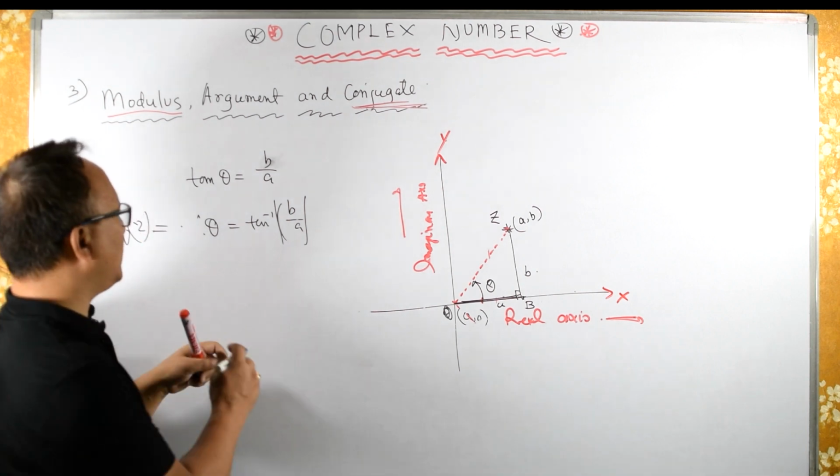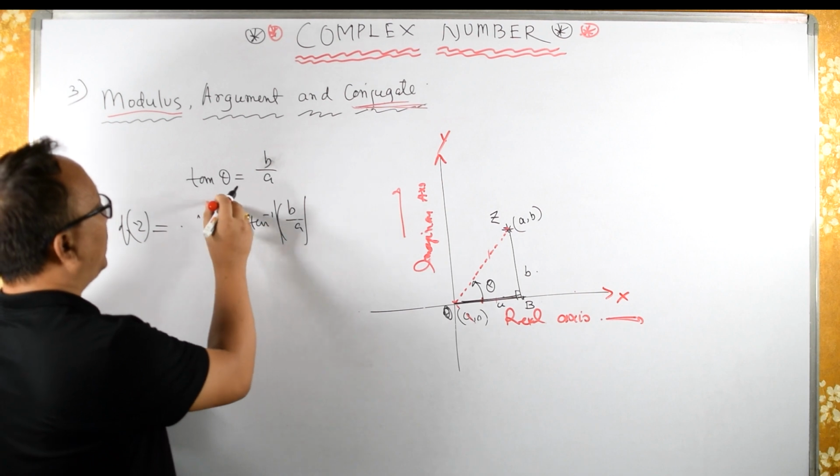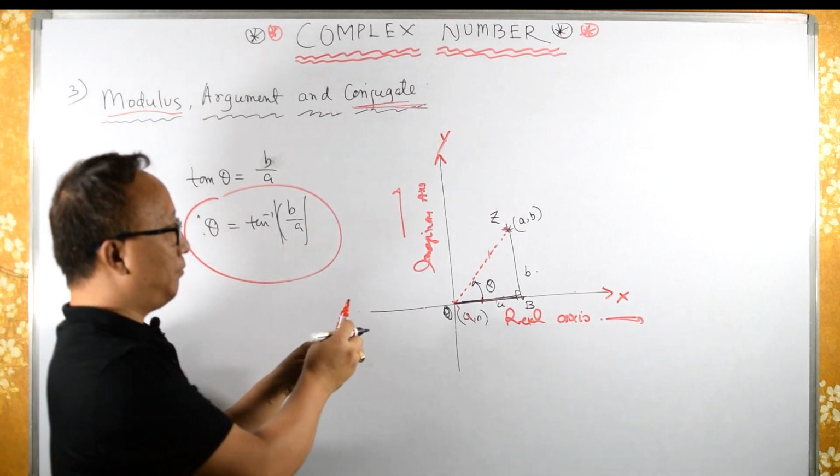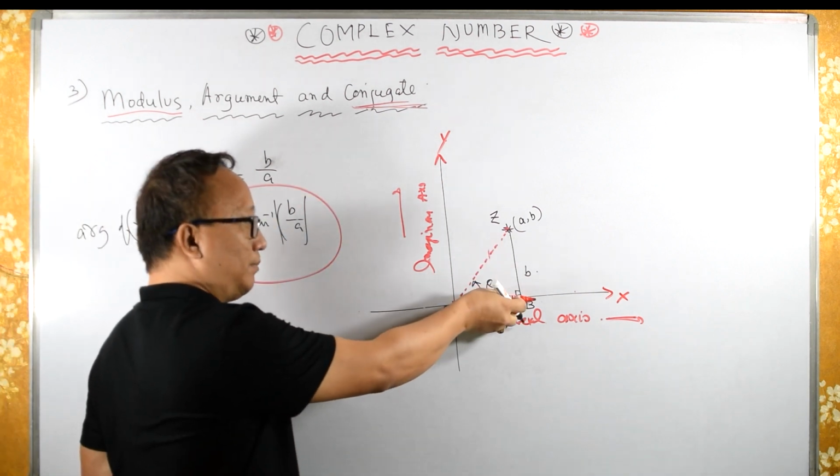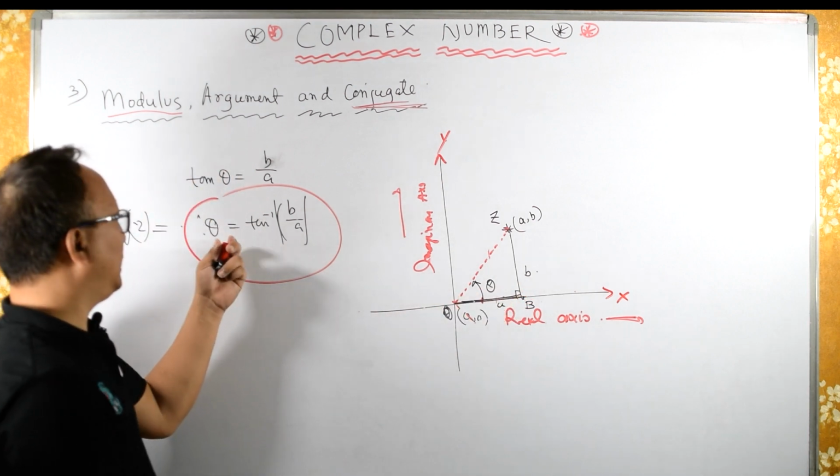So for the time being, just remember what the argument is. The argument is the angle made by z with the real axis. Here theta is given by this.